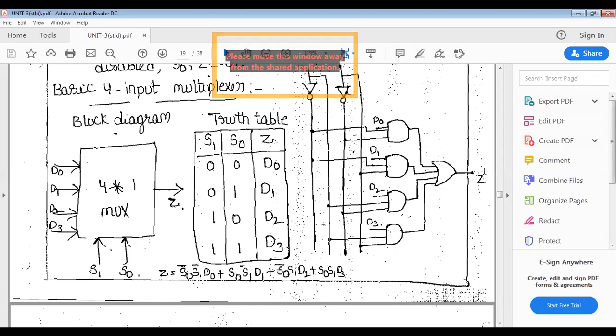Following this, my dear students, is mandatory. Otherwise, you can do whatever design you like. You can take 0 0 as D3, 0 1 as D2, 1 0 as D1, and 1 1 as D0. The Boolean function changes, and according to the Boolean function, the logical diagram will change. Alright.